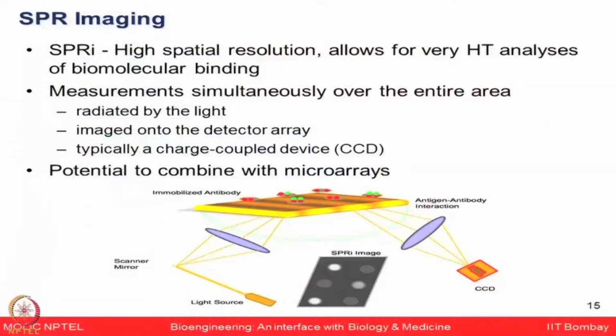Here you are simultaneously measuring the entire area of the chip surface, rather than looking at the very specialized localized area that you measure in SPR. And to do that, the whole chip surface is irradiated by the light. Then you are imaging onto the detector arrays, and then you are linking that with a CCD device to capture the whole image. So, this platform has shown a lot of potential to combine with the microarrays.